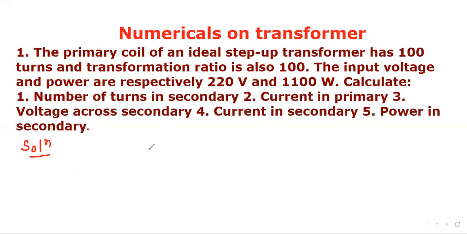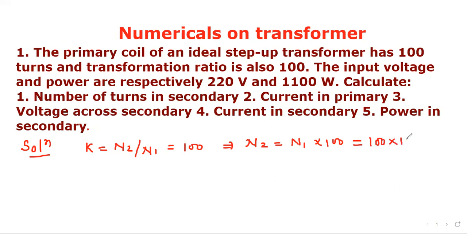So let's evaluate. We are given the transformation ratio, that is K, which is equal to N2 upon N1, and that is given as 100. From here, we can get N2. So N2 equals N1 times 100. The number of turns in primary is given as 100 and the transformation ratio is 100, so we will get 10,000.